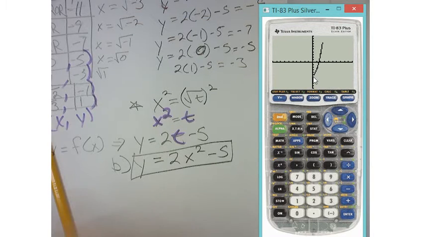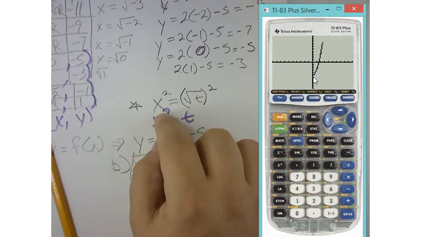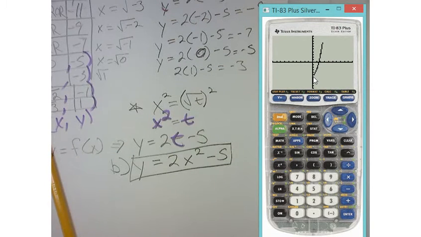Well, why is t restricted? Because I can't take the square root of a negative number. So the domain of t is restricted on the function x. So really x is restricted. Okay? But they're the same thing. Well, that was part B.